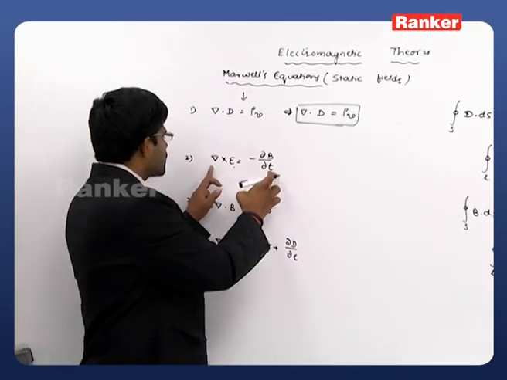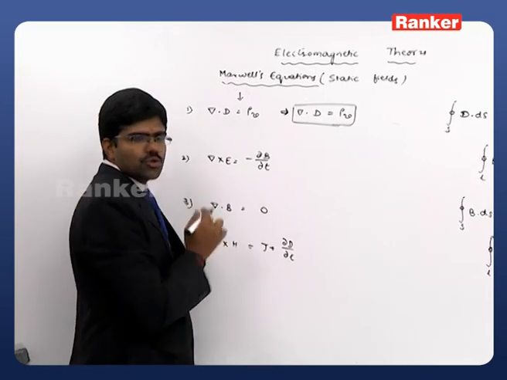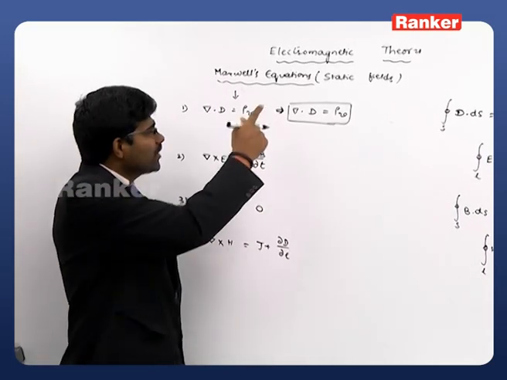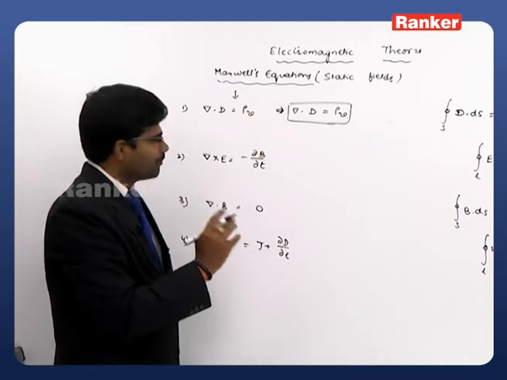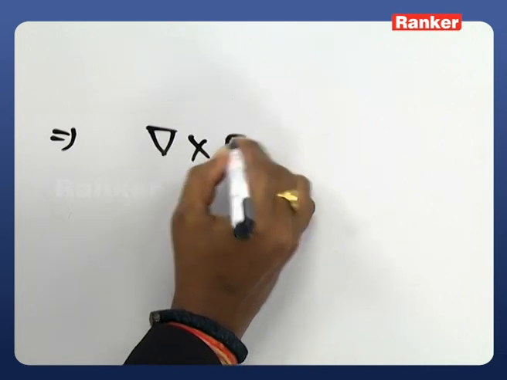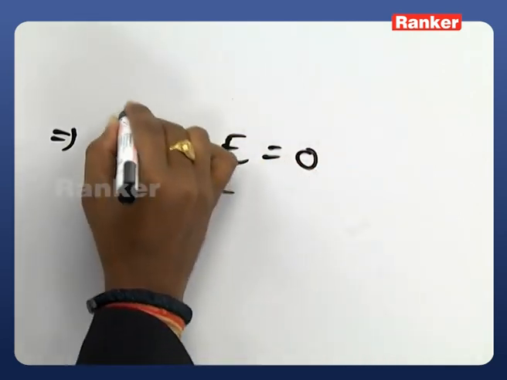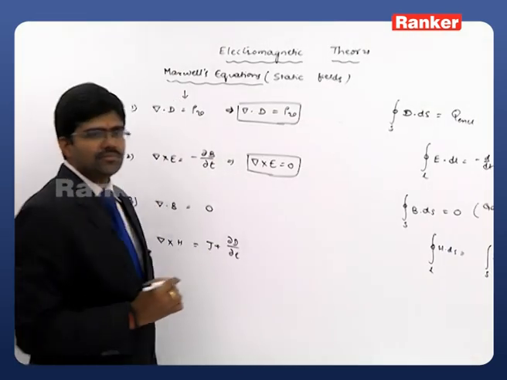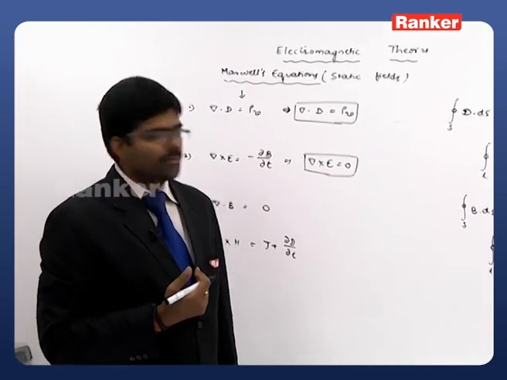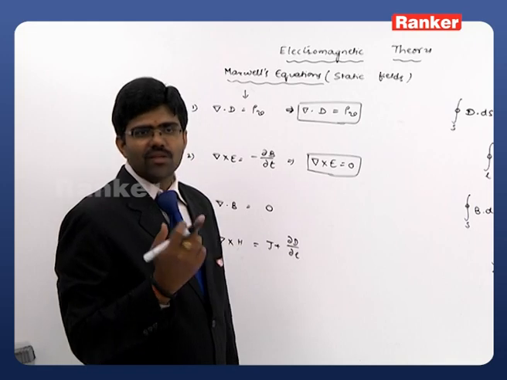Come to the second equation. Del cross E is equal to minus dou B by dou t. Clearly you can find a time varying term here. Since we are observing static fields, make it equal to 0. So what is the equation we will get? Del cross E is equal to 0. So this is the equation we derived for our static fields. If you remember, this is the equation we have for static fields.